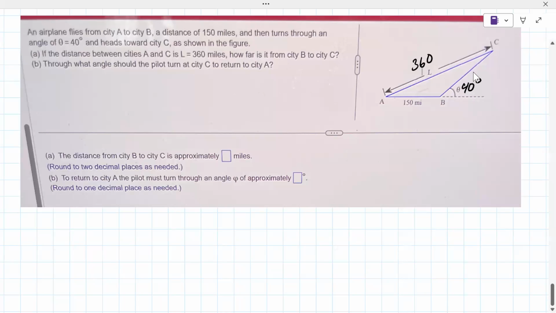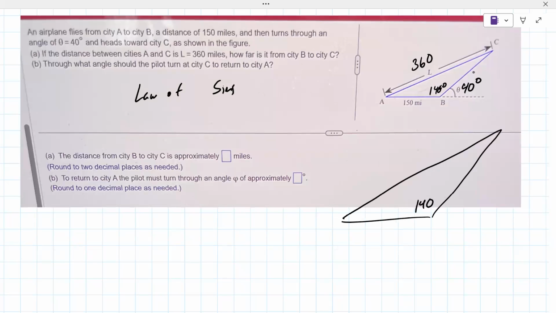Okay, so there's a lot of science in this problem. Have you guys talked about that in class? Yeah, a lot of science, yes. All right. So this unknown angle is 140 degrees in here. It's probably better to just draw it without all the other stuff here. So it's 140, 360, 150.